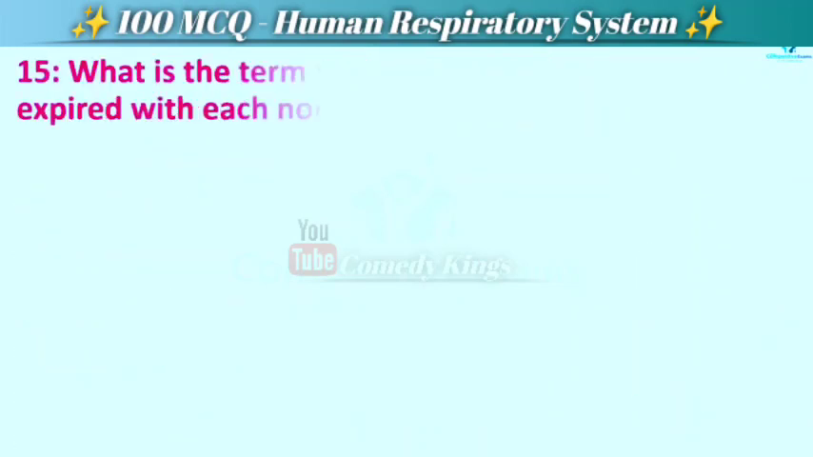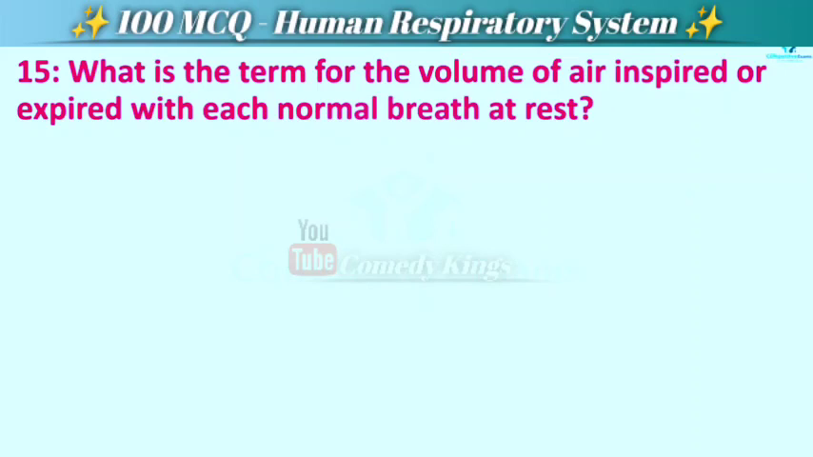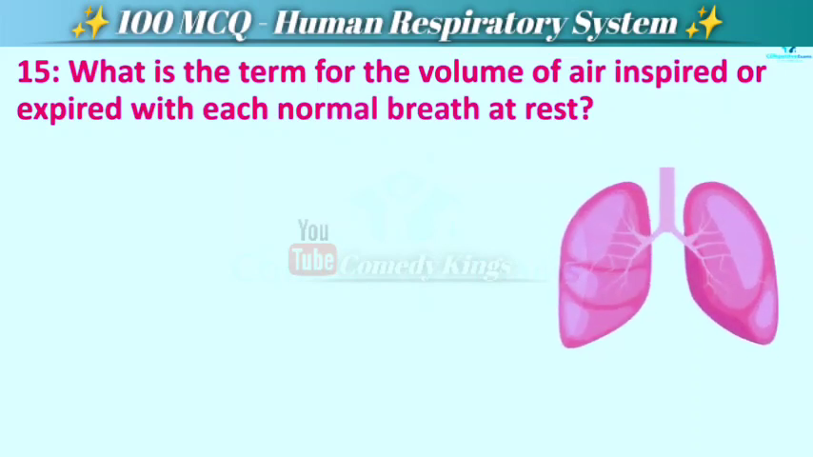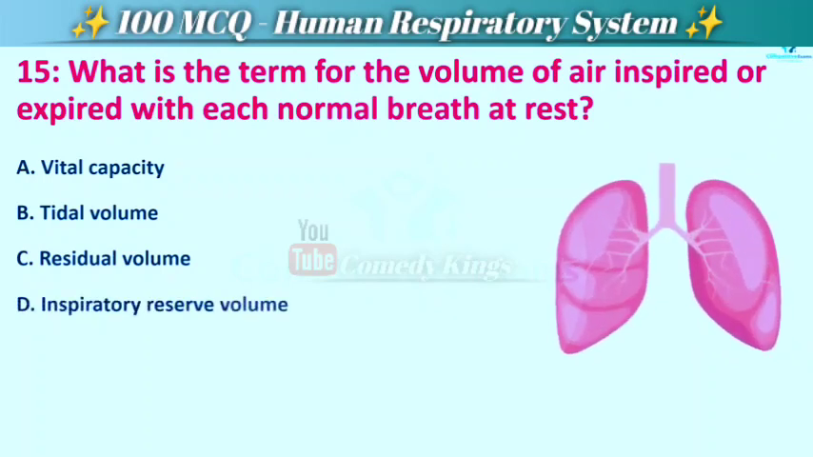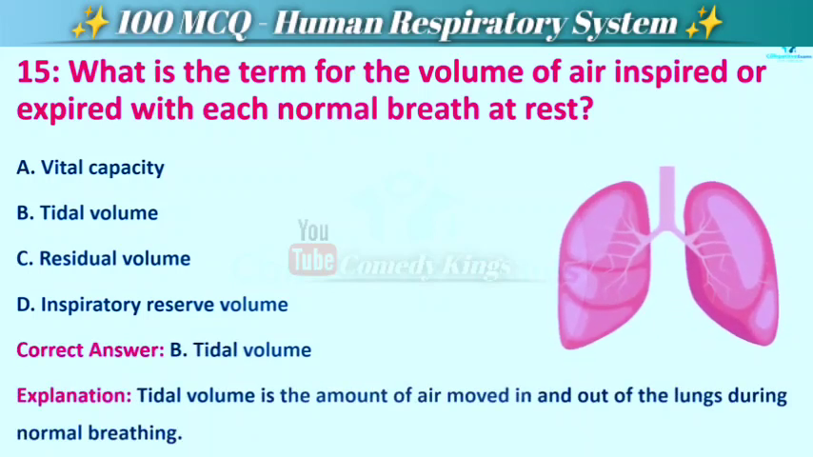Question number 15. What is the term for the volume of air inspired or expired with each normal breath at rest? Your options are vital capacity, tidal volume, residual volume, or inspiratory reserve volume. The correct answer is B, that is tidal volume. The tidal volume is the amount of the air moved in and out of the lungs during normal breathing.